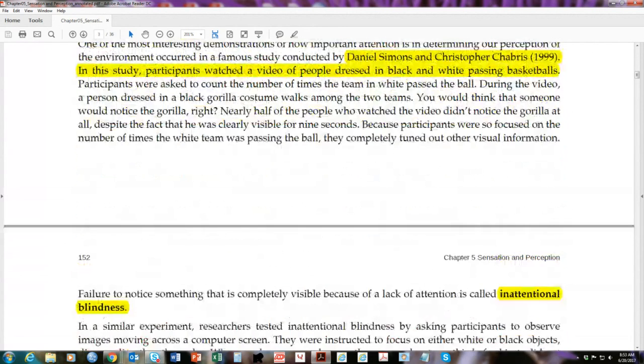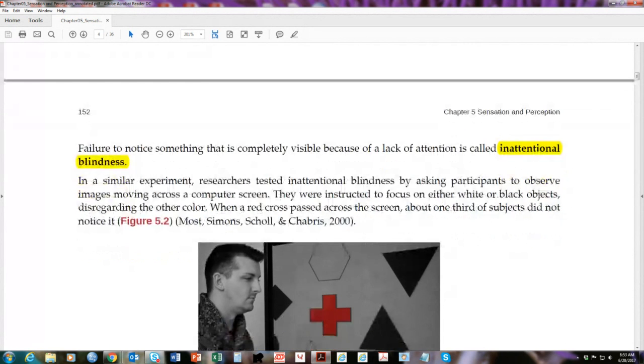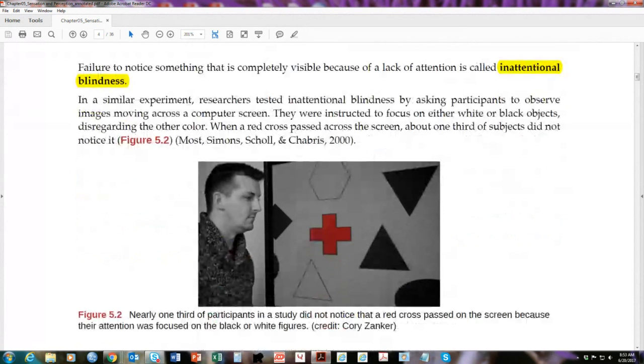And if you focus your attention on that, you will find that even if someone in a gorilla suit walks through the people passing the basketballs and thumps his chest and then walks on, a total of 9 seconds, you may not notice it. And that's called inattentional blindness. That's something that Simons and his colleagues were able to find. So we have this top-down ability to focus attention on something, and often that means we don't focus attention on other things that may be occurring at the same time.